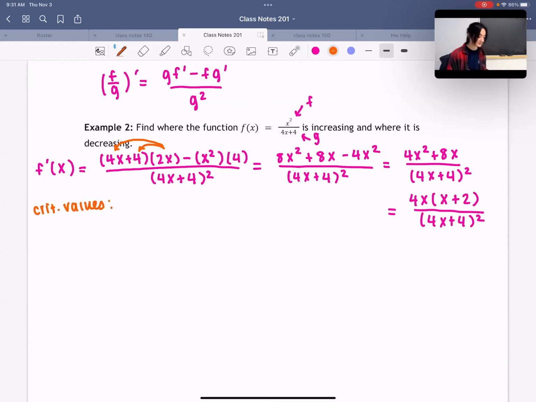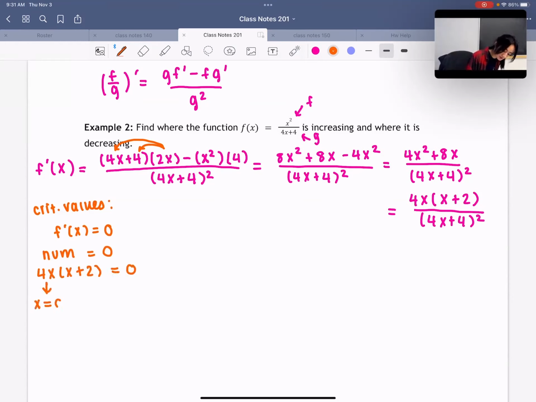That's what comes next. Well, we have to find out where our derivative equals 0. Okay, and what's the easiest way to figure out where the derivative is 0? Yeah, or we could set the numerator equal to 0, right? So set the numerator equals 0. Our numerator is 4x times x plus 2. So the 4x gives us that x equals 0. The x plus 2 gives us that x equals negative 2. Okay, so we have two places where the derivative is equal to 0.